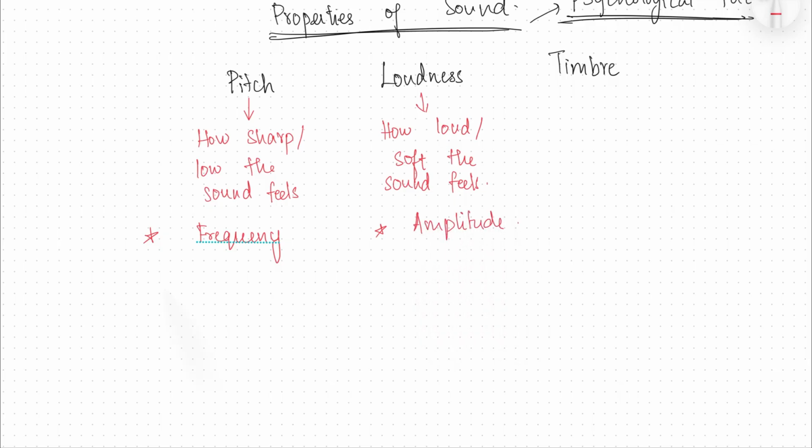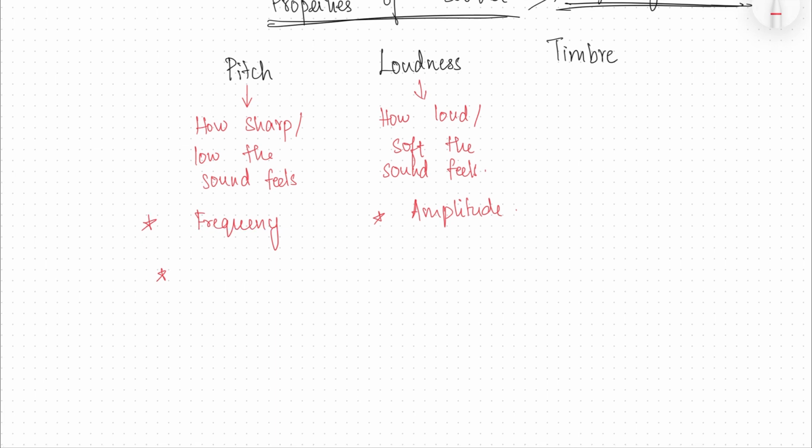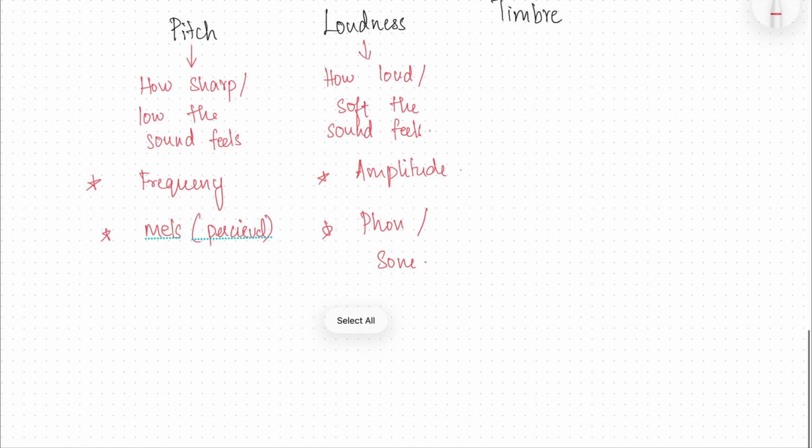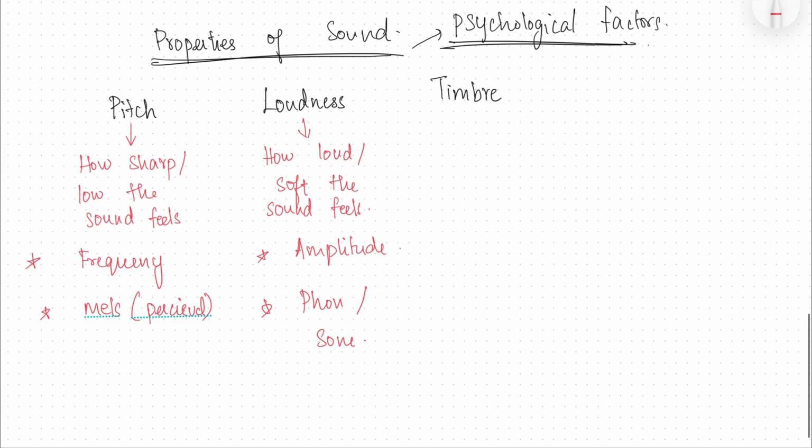And pitch does not have a unit of measurement. They say it is perceived in mels. It's not a unit of measurement, it's perceived. You can't basically measure it. Loudness is measured either in phon or sone. Okay, so these are the basic characteristics, and timbre talks about the quality or the characteristics of the sound. For example, a guitar and a violin can have the same pitch and same loudness, but the quality of it or the characteristics of it is different.